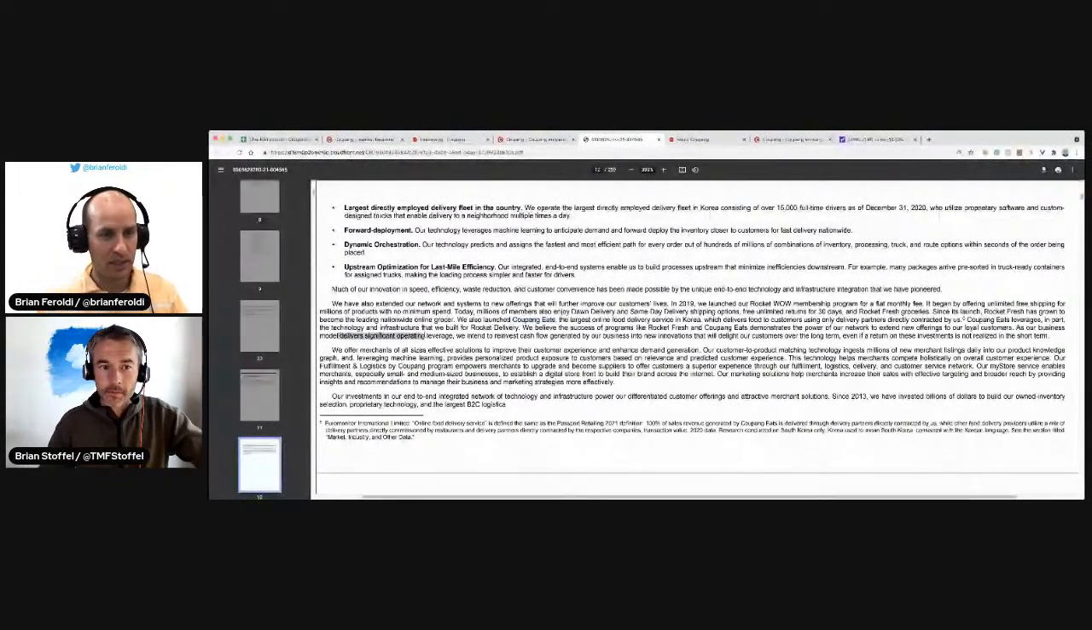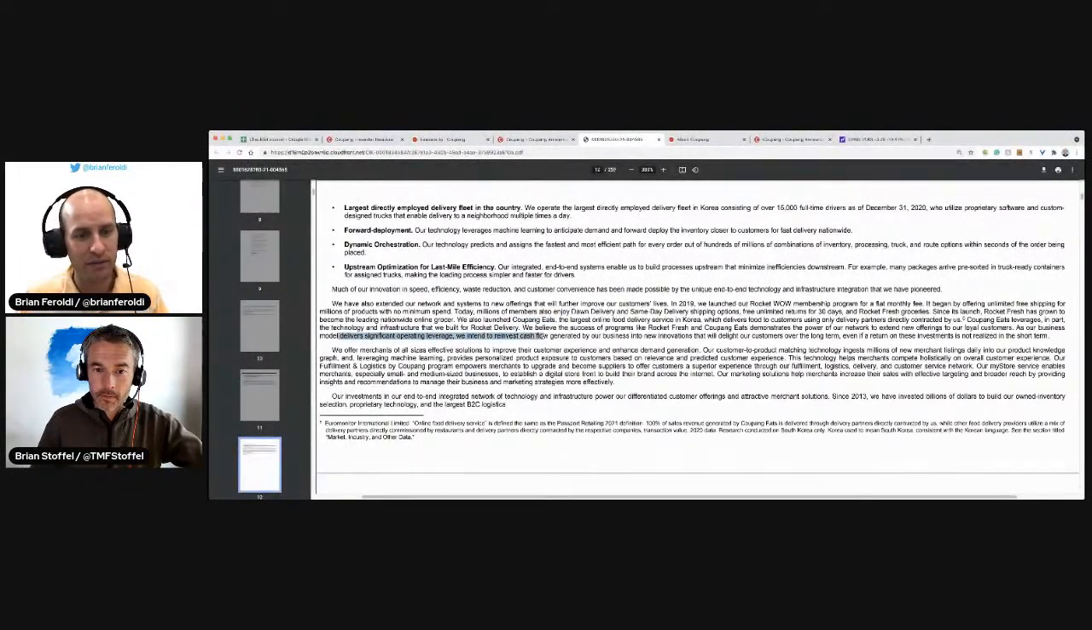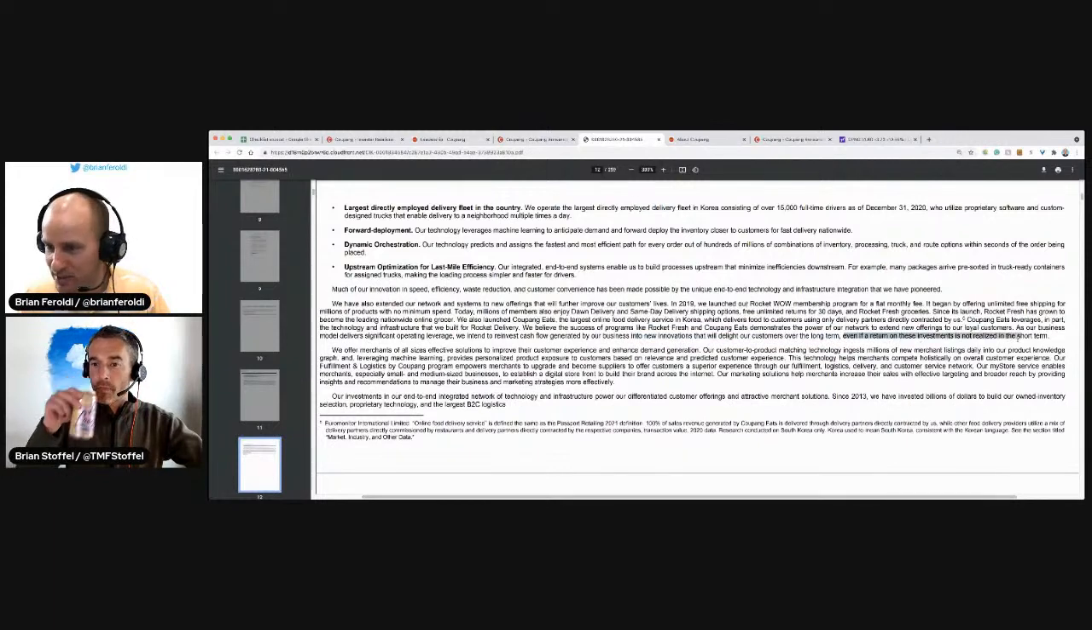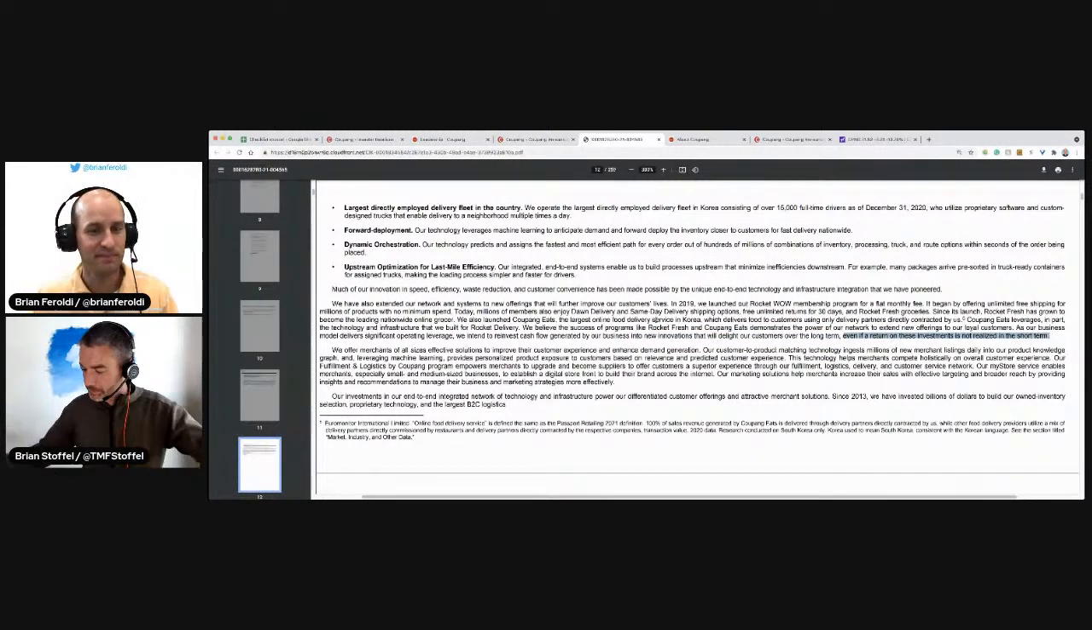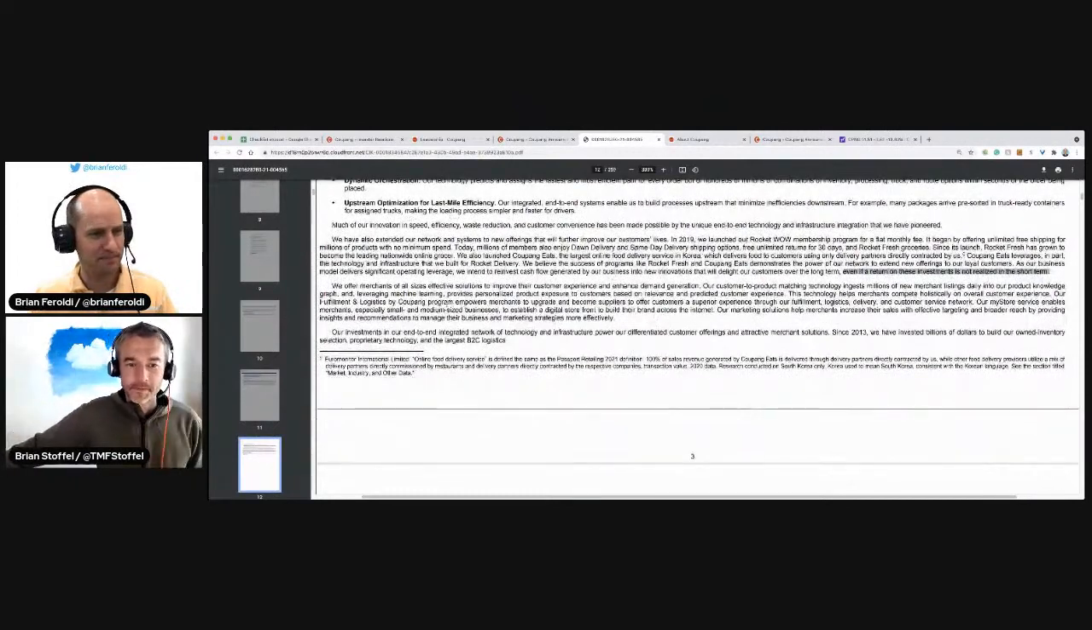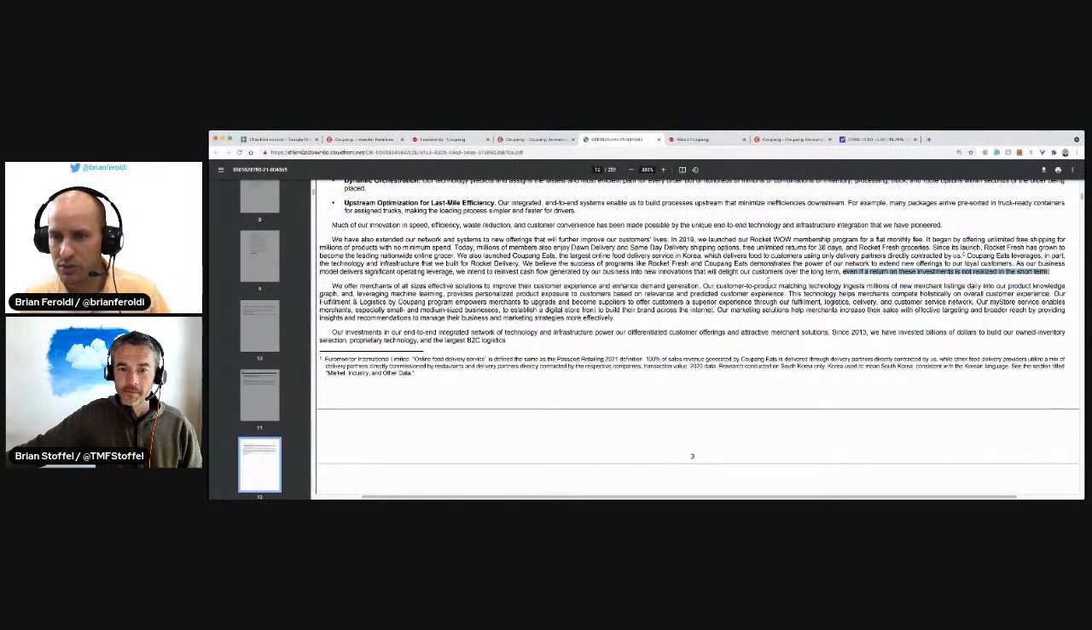As our business model delivers significant operating leverage, we intend to reinvest cash flow generated from our business into new innovations that will delight our customers over the long term, even if these returns on investment are not realized in the short term. Long-term thinking. We offer merchants of all sizes effective solutions, our customer-to-product matching technology, and millions of new merchant listings daily in our product knowledge graphs, and leverage machine learning to provide personalized product exposure to customers. That's not all that special. But anyway, I mean, you kind of have to do that.